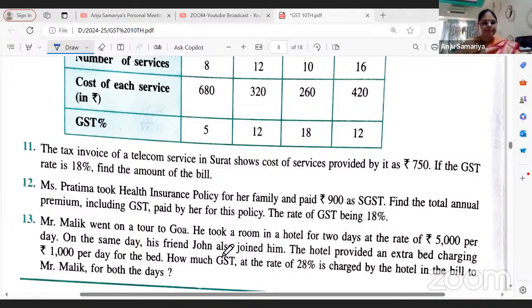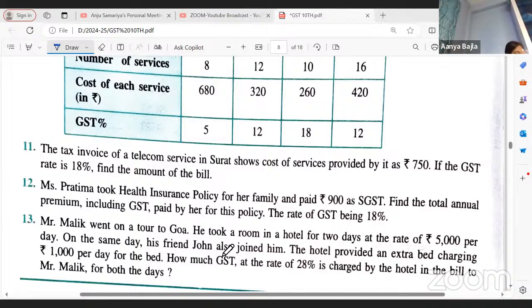So question number 13. Mr. Malik went on a tour to Goa. He took a room in a hotel for 2 days at a rate of this much per day. On the same day, his friend John also joined him. The hotel provided an extra bed charging rupees 1,000 per day for the bed. How much GST at a rate of 28% is charged by the hotel in the bill of Mr. Malik for 2 days? पहले एक दिन का निकालो, फिर उसको मल्टीप्लाई करो, you will get for 2 days because everything is same.